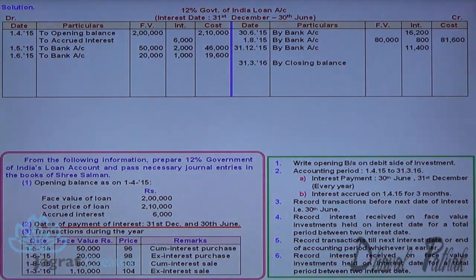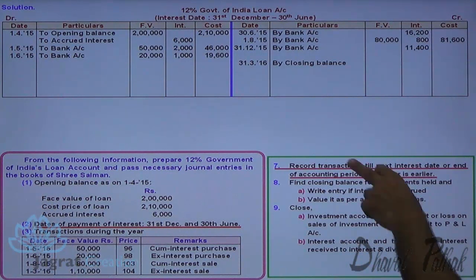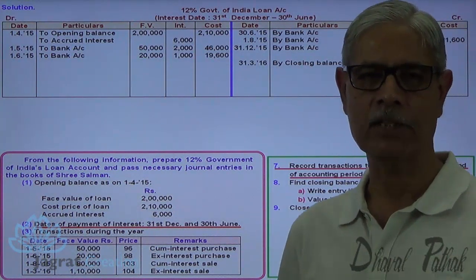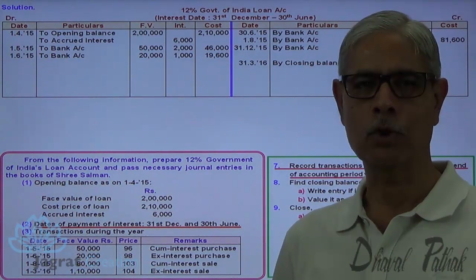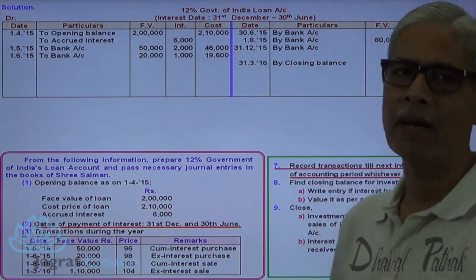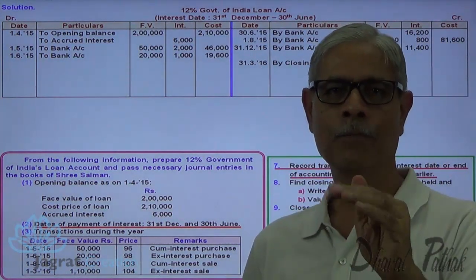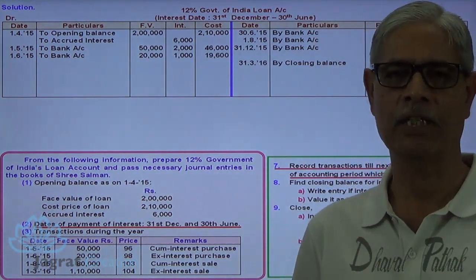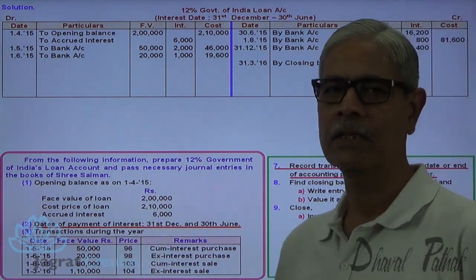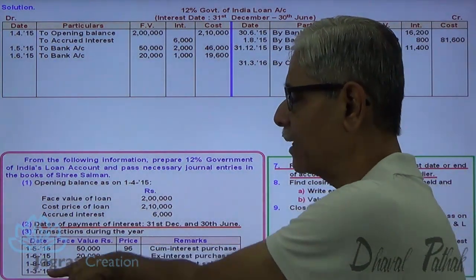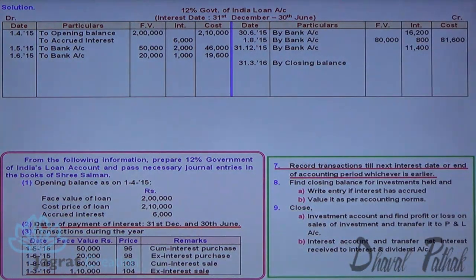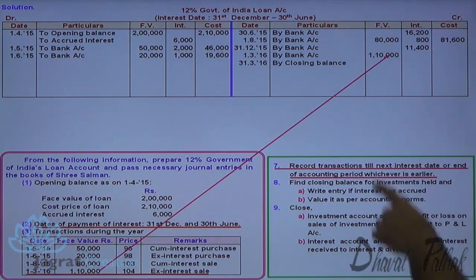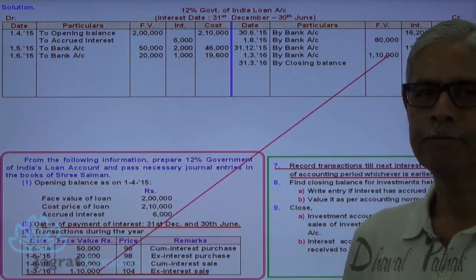Now next, record all the transactions till the next date of interest or end of the accounting period. Now on 31st of December we have received interest. Next date of interest is 30th June. But the accounting period ends on 31st of March 2016, which comes earlier than 30th June, the next date of interest. So we are required to record all the transactions till the end of the accounting period. And that transaction is of 1st of March. So 1st of March, ex-interest sales. Sales are credited to investment account. So 1,10,000 is the face value of the investment sold.